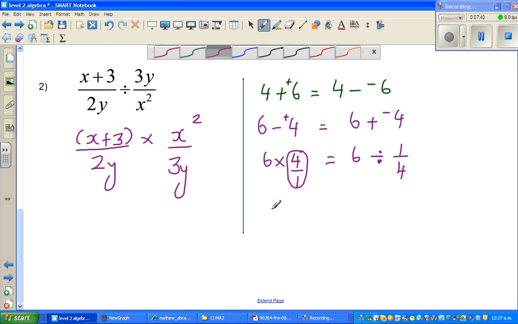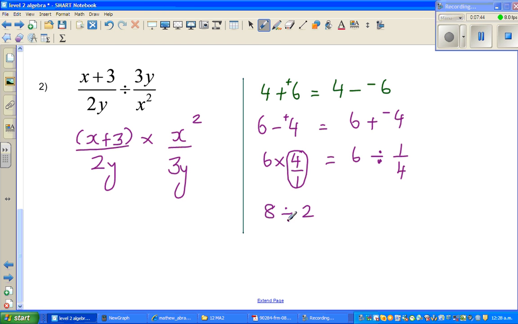Suppose we know 8 divided by 2 is 4. So this division sign can be changed into multiplication. So this is 2 over 1. So 6 divided by 2 is same as 6 times half. And this should be very clear. So let us see that.